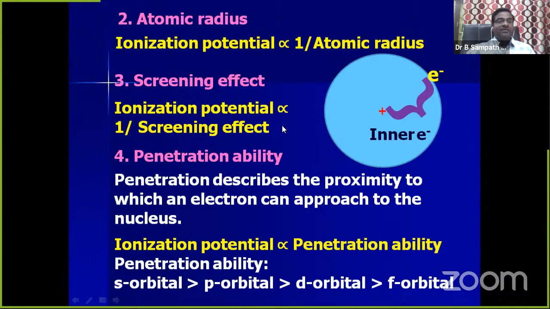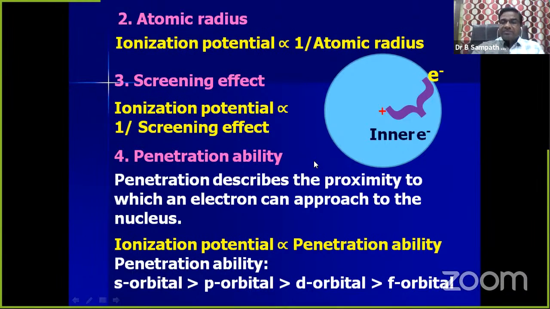Okay, children, the next one is penetration ability. Penetration ability of orbitals influences the ionization potential. Let us see. Here, penetration describes the proximity to which an electron can approach the nucleus.